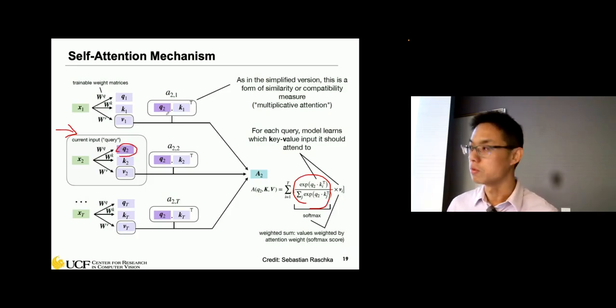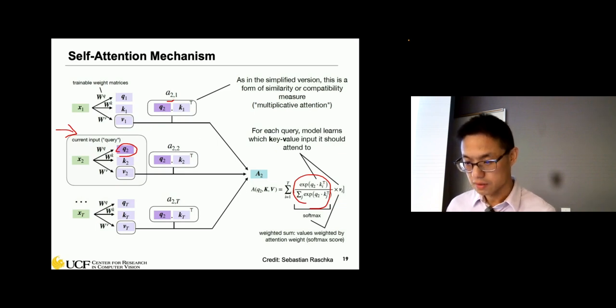Then how do we compute the similarity? We take Q2 with a dot product with K1, and Q2 with a dot product with K2, etc. In this case, we'll also get a scalar, A21, A22. The first index stays the same because we are using the second input as the query, so the second index indicates the other tokens' embeddings, okay?